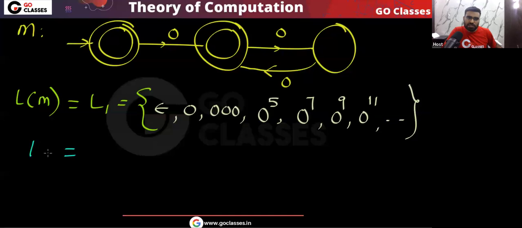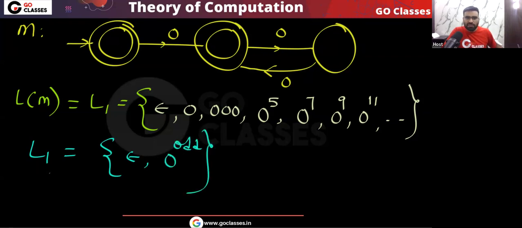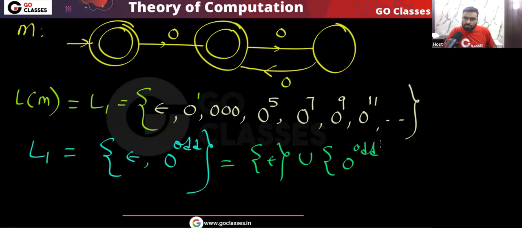See, the point is, what is the language L? This is an empty string, comma, 0 power odd. Okay, this is your language L. Because you can see 0 power 1, 0 power 3, 0 power 5, and so on. So this is your language. Remember, your language is empty string union 0 power odd.